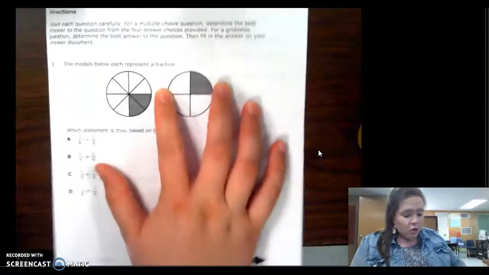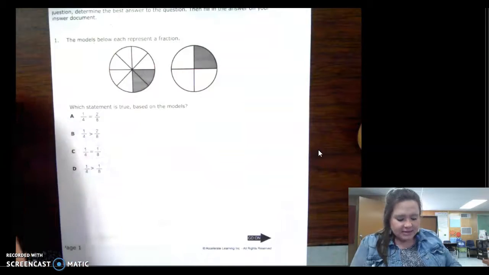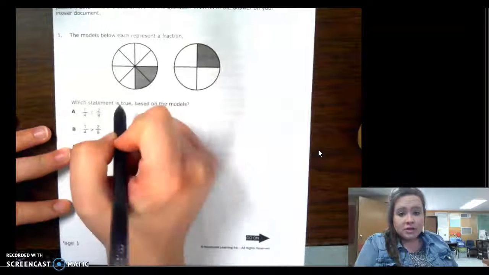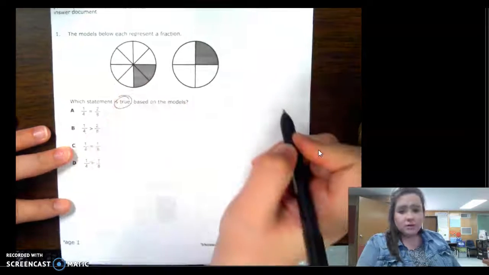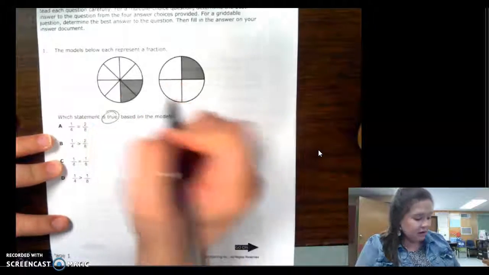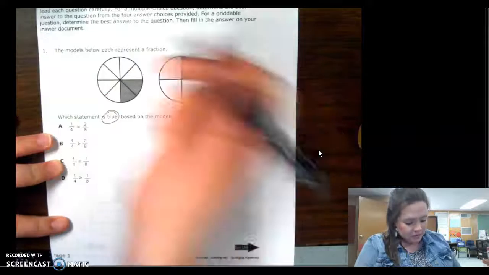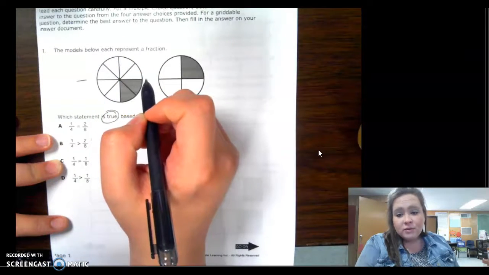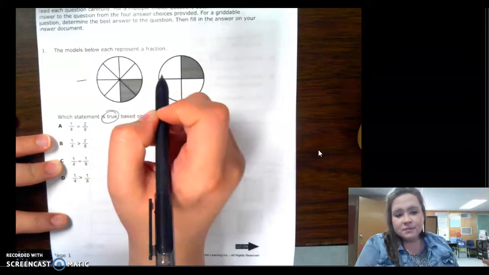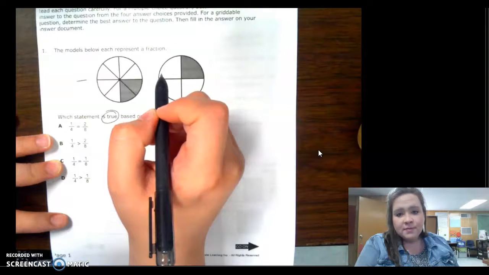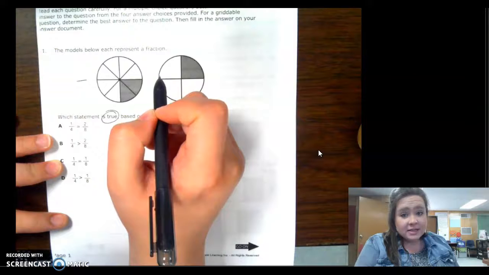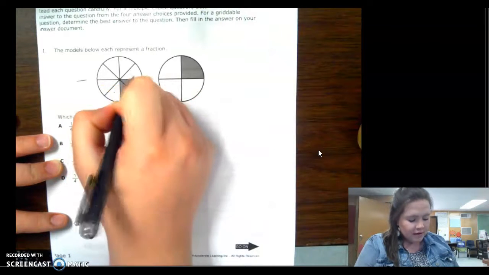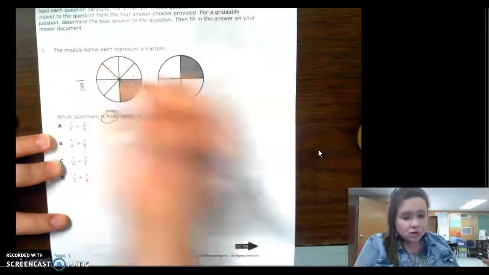All right, we're going to start with finding equivalent fractions. The models below each represent a fraction. Which statement is true based on the models? All right. Well, let's figure out what this fraction is right here. I'm going to figure out my denominator first. Who remembers what the denominator is? Good. Your denominator is the total number of parts in your whole. So I have 1, 2, 3, 4, 5, 6, 7, 8. I have 8 total parts.